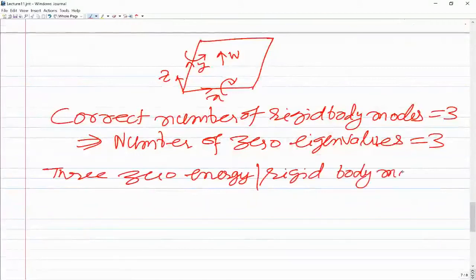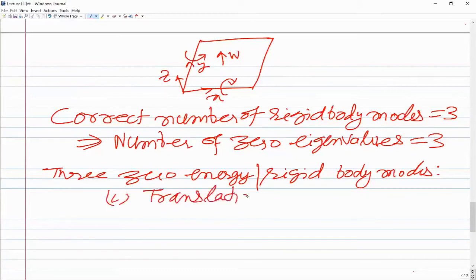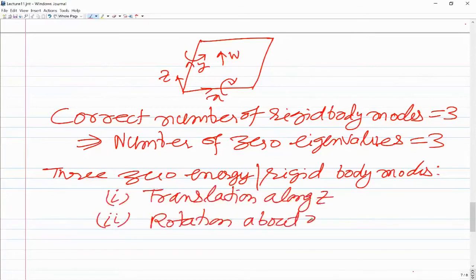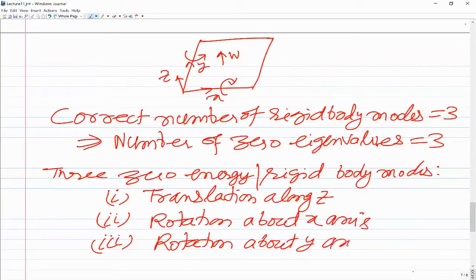The rigid body modes are: number 1, translation along z, where the plate translates as a whole; second, rotation about x, where the plate rotates as a rigid body; and third, rotation about the y axis.